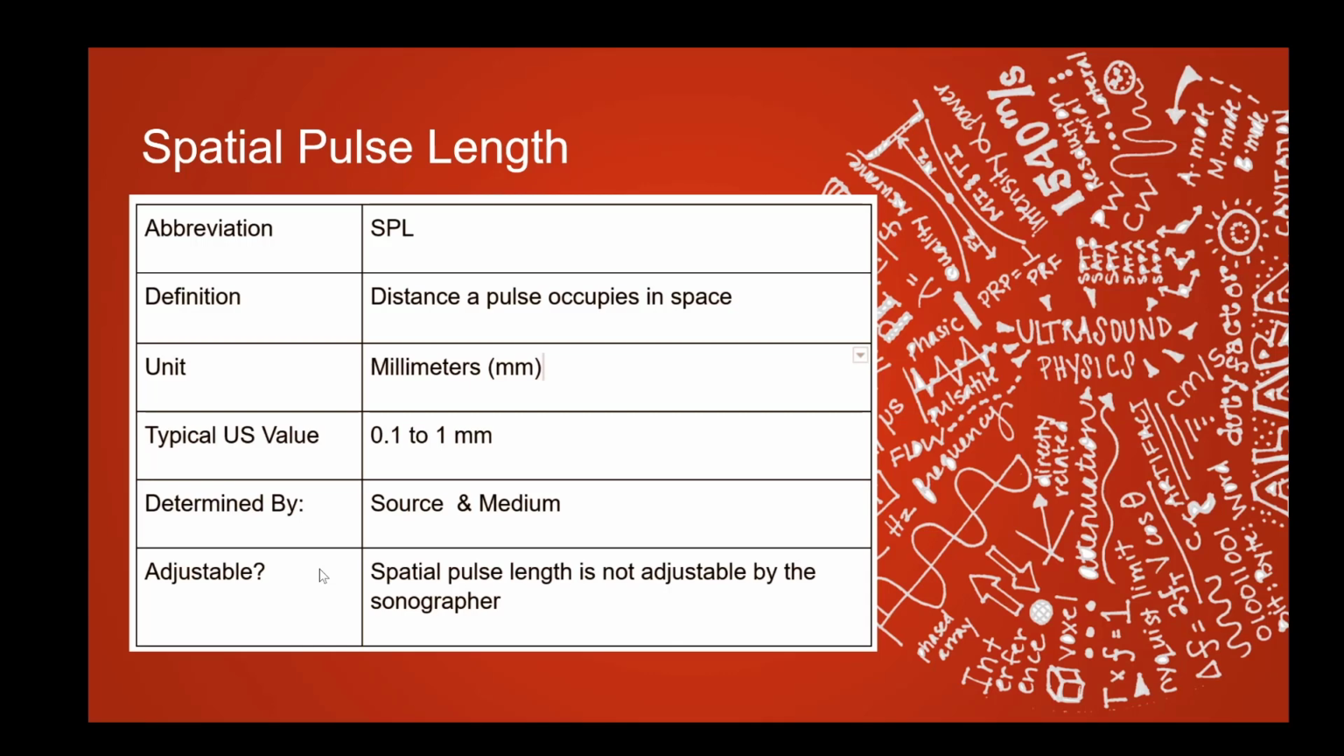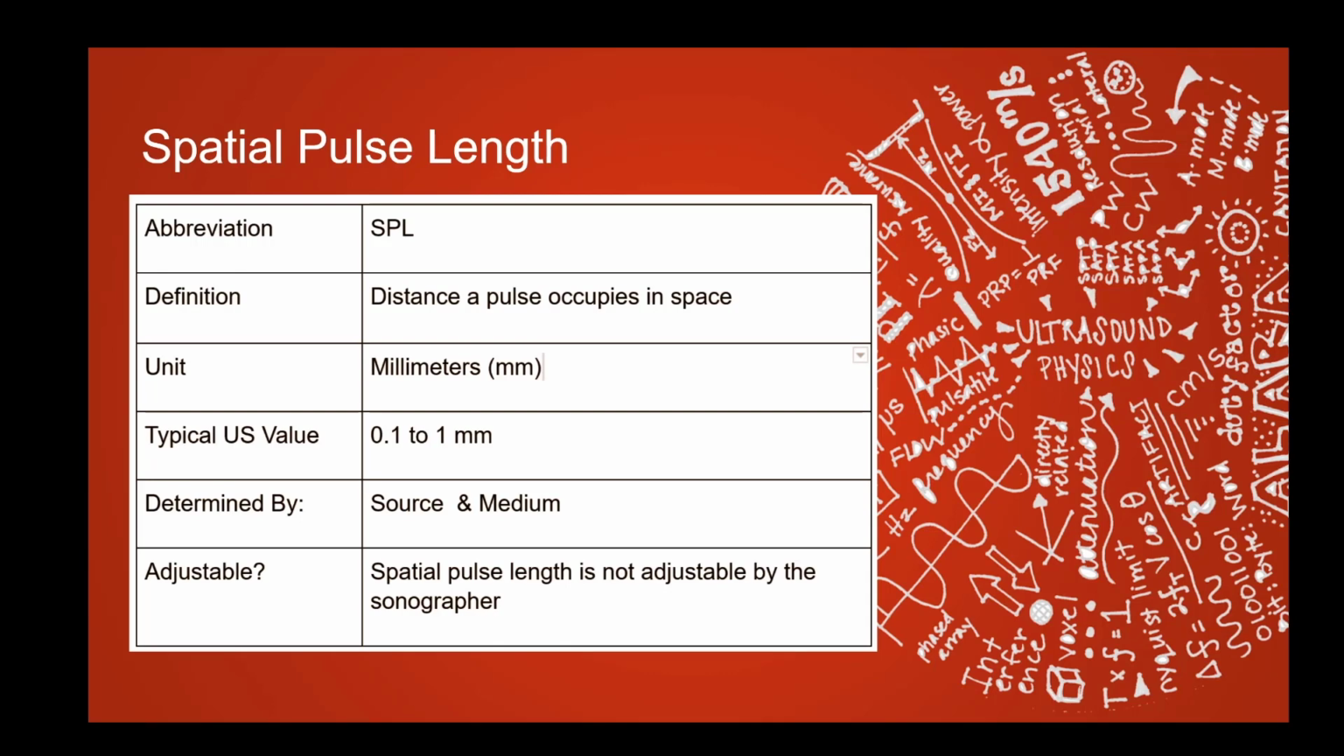All right, our next parameter then is spatial pulse length, and we commonly see this abbreviated down to SPL. If we could take a ruler out and measure that pulse in space, we would get a distance, and that would be our spatial pulse length. The spatial pulse length is mostly measured in millimeters, with typical values ranging from 0.1 to 1 millimeter, and this is determined by source and medium.